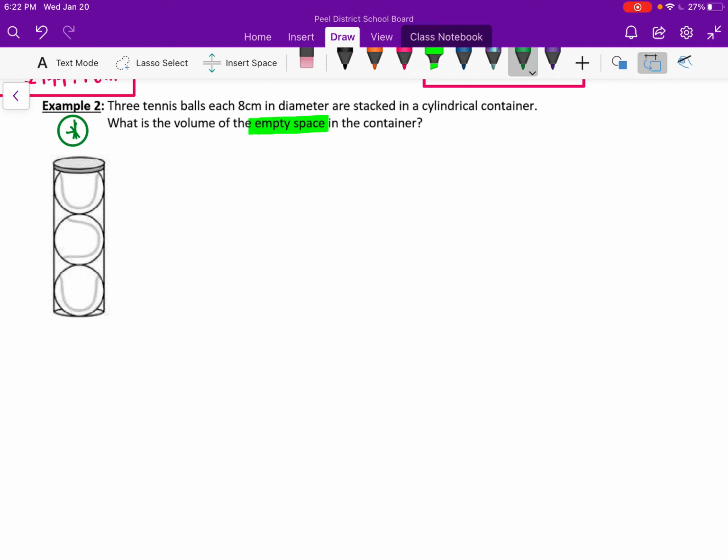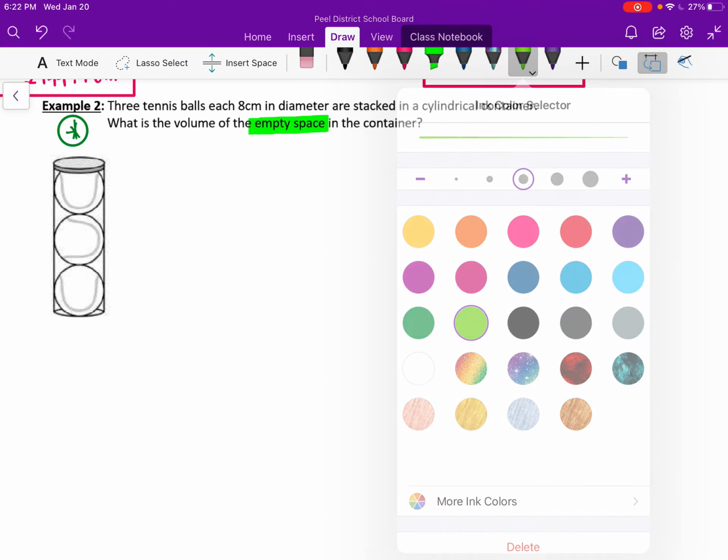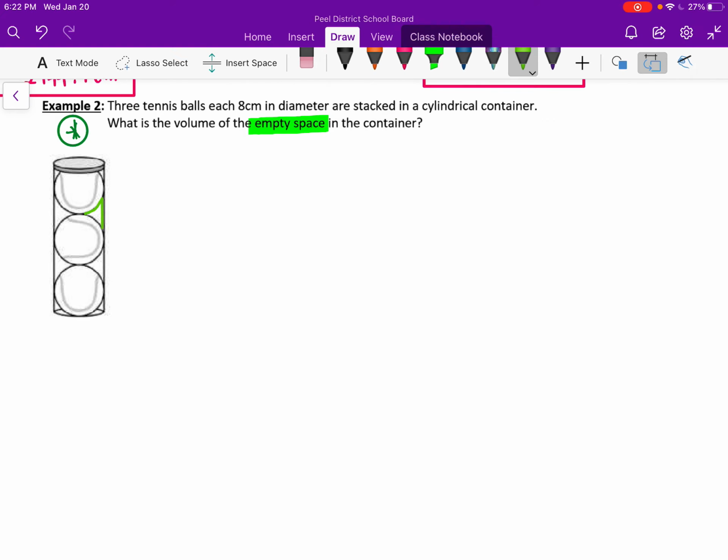I'm just going to go in here with my green marker and show you what we're looking for. We're looking for this stuff right here, this space right here. So let's think about this logistically. We're looking for all these empty spaces.